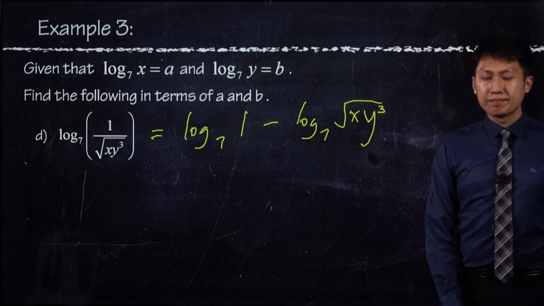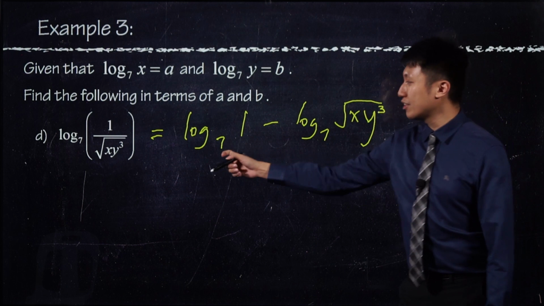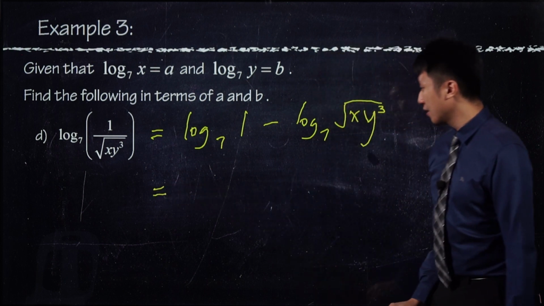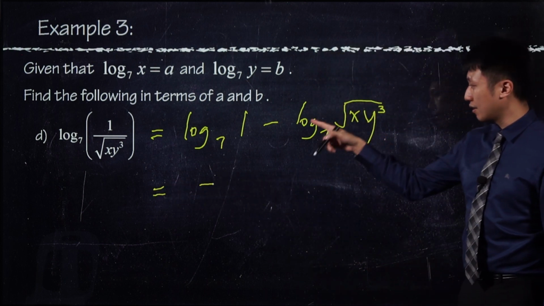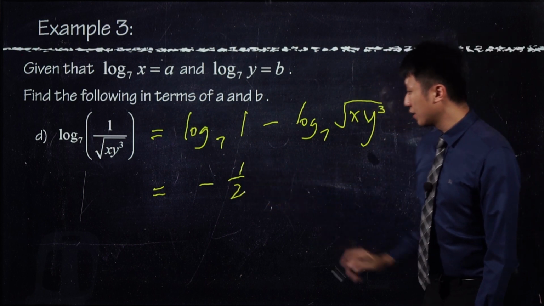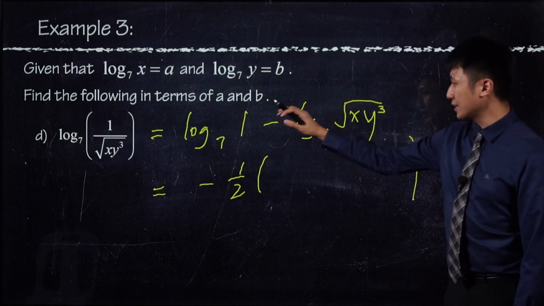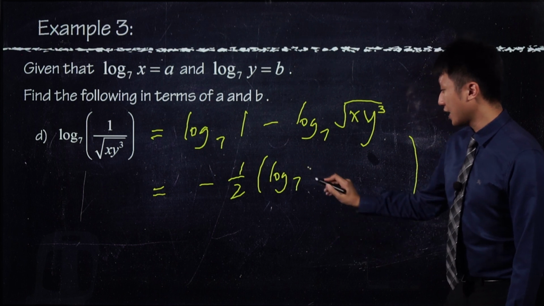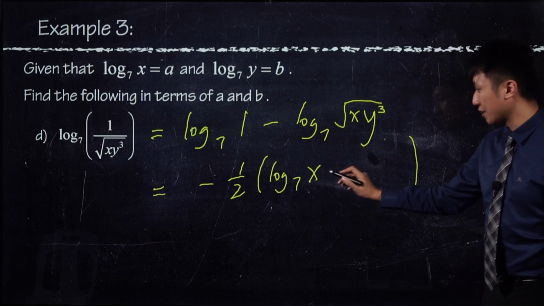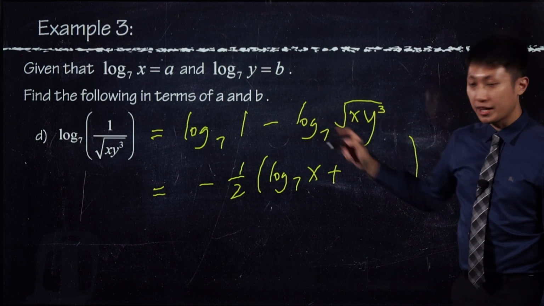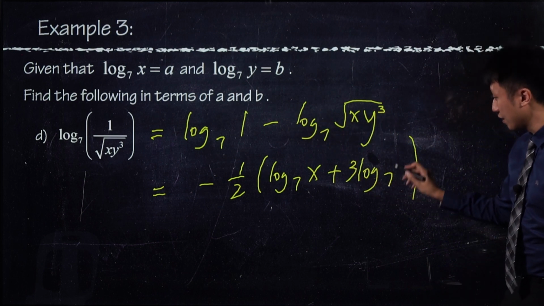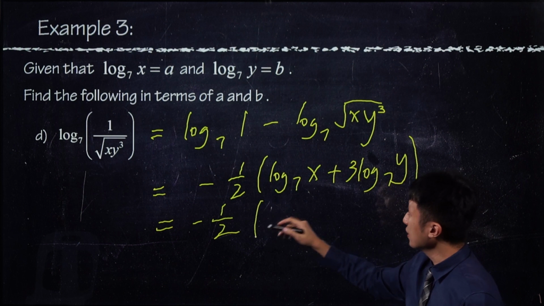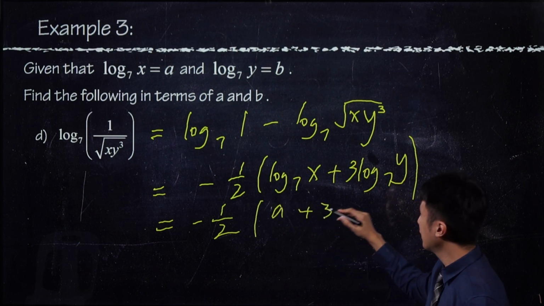What's log 7 of 1? It's 0. 7 to the power of 0 is 1, so that's why it's 0. So I don't have to care about this one anymore. So I'm going to write negative here. Then here, the square root becomes 1 over 2. Then I put a big bracket here. Then I just deal with log 7x and y cubed. Log 7x plus, right? Y cube, 3, bring it out. So 3 log 7y. So answer will be -1/2, and log 7x will be a, then plus 3b.